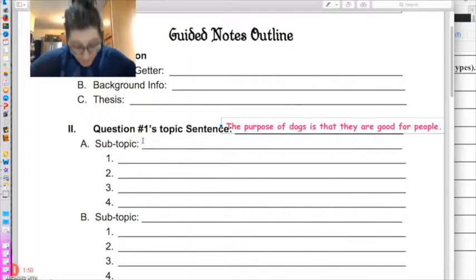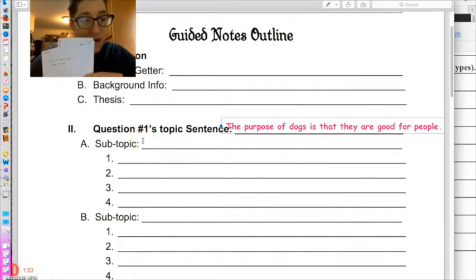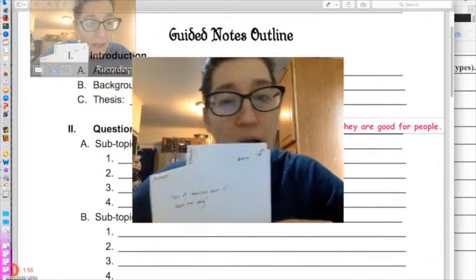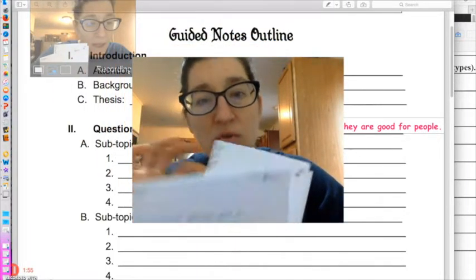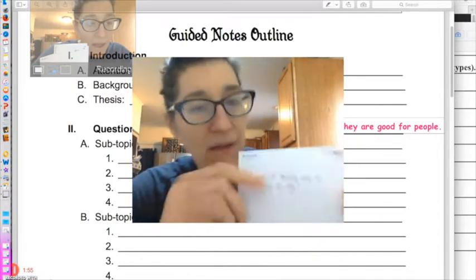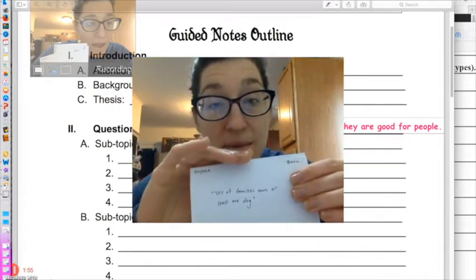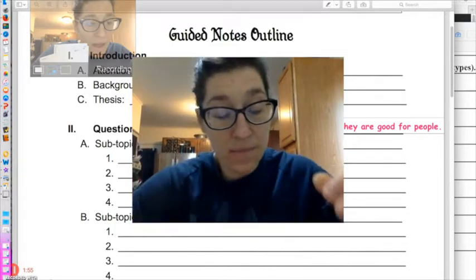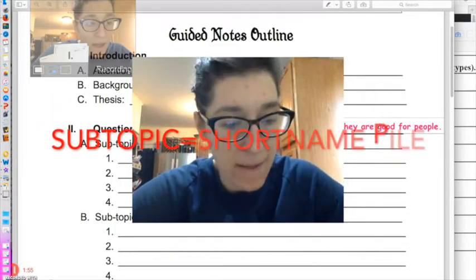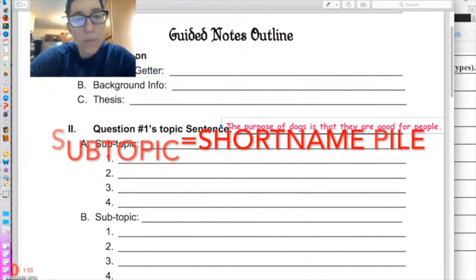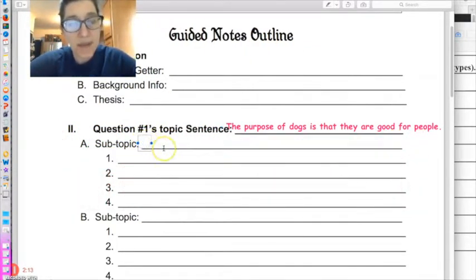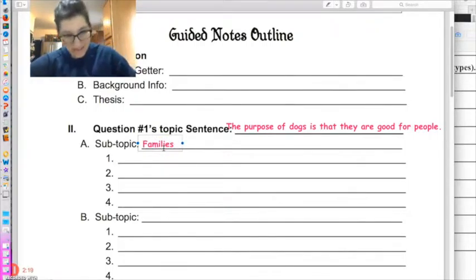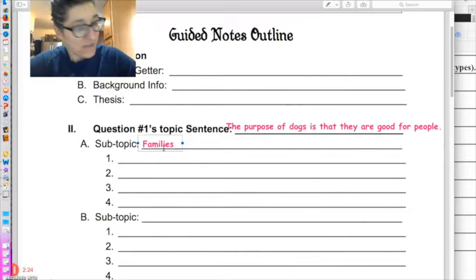All right, so your subtopics are how you end up dividing these. So when you go to look at your note card piles, I've got 1, 2, 3. My first note card pile has to deal with families, and that was part of the purpose main shortening pile. So when we go to look at this, I'm going to end up typing that, families. Okay, well that's not really a sentence, right? They all need to be sentences. So what I'm finding here is that families benefit from dogs.